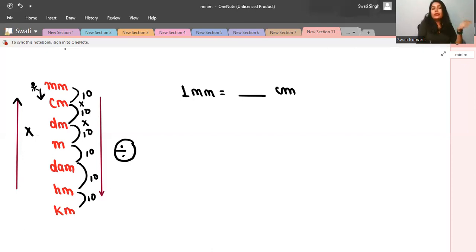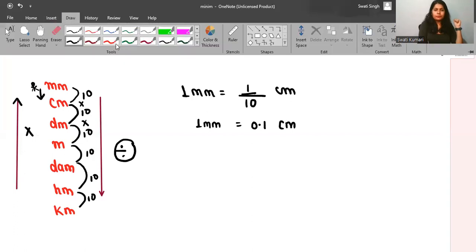Now, you only took one step. You went from millimeter to centimeter, and the difference you can see is 10 here, right? So that 10 will get divided. So this will become 1 upon 10. If you want, you can also write this in decimal, right? You know that 1 upon 10 is 0.1. So 1 millimeter is equal to how many centimeter? 0.1 centimeter.